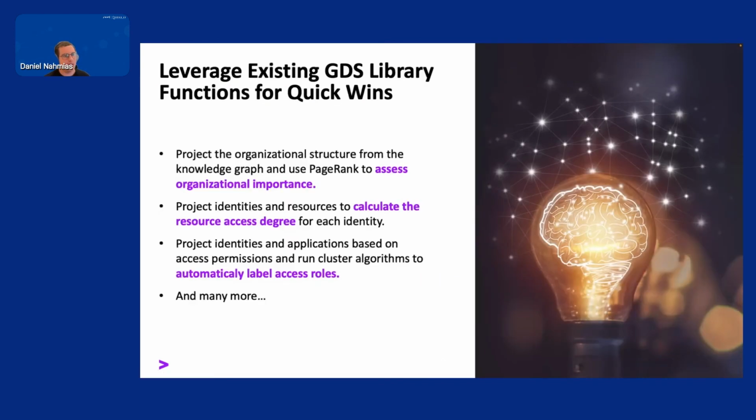For example, we can use PageRank to assess the organizational importance from the organizational structure inside a knowledge graph. This is an actual example that we use, and it's already implemented in GDS, and it's very, very powerful.